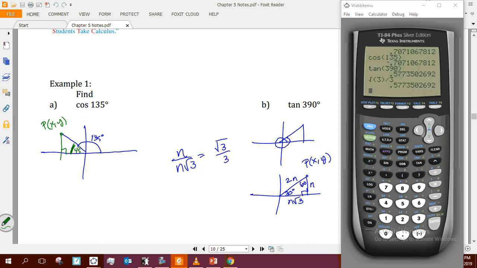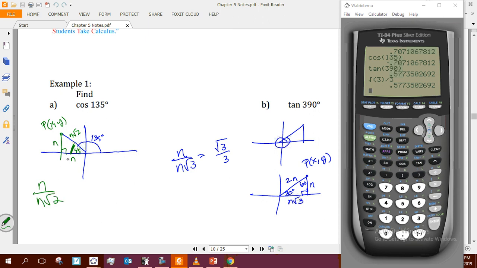So if that's 45, then this is N, that's N. This is N radical 2. So my ordered pair, this point could be 3, 3, it could be 4, 4, 5, 5, whatever, because those two numbers have to be the same in the special right triangle, that's a 45, 45, 90. And then by the Pythagorean theorem, the hypotenuse is N radical 2. So the cosine would be adjacent N divided by the hypotenuse, N radical 2.